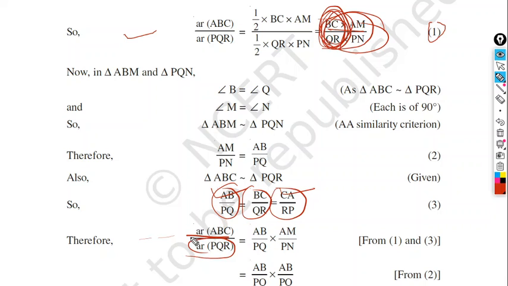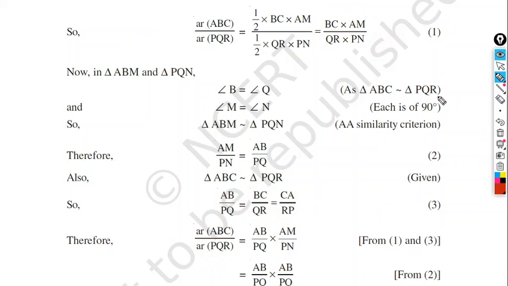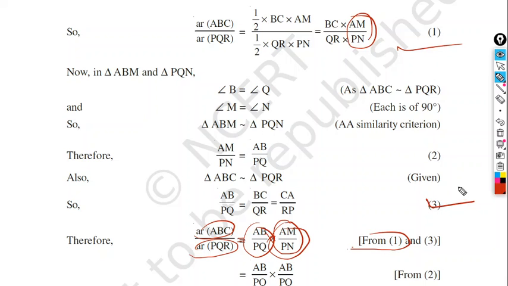So area of triangle ABC divided by area of triangle PQR is equal to AB by PQ. Instead of BC by QR, we have written AB by PQ, taken from statement 3, into AM by PN. We have written AM by PN as it is. So the area ratio is equal to AB by PQ into AM by PN. We have taken the help of statement 1 and statement 3, isn't it?